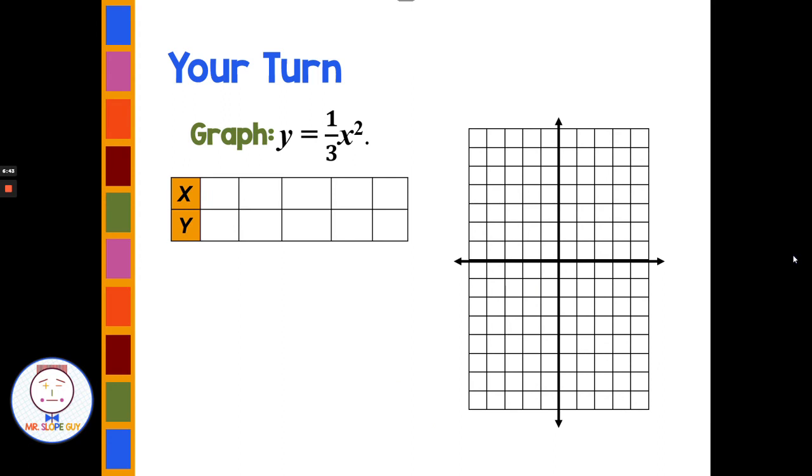All right, you guys pause the video here, complete the table. You want to use good compatible numbers to come up with whole numbers on your table, and then graph it. Pause the video here, come on back, and we'll check.